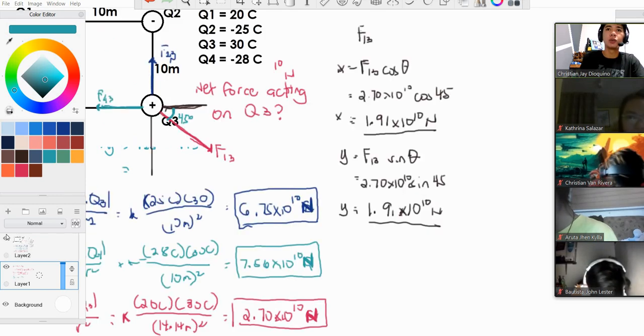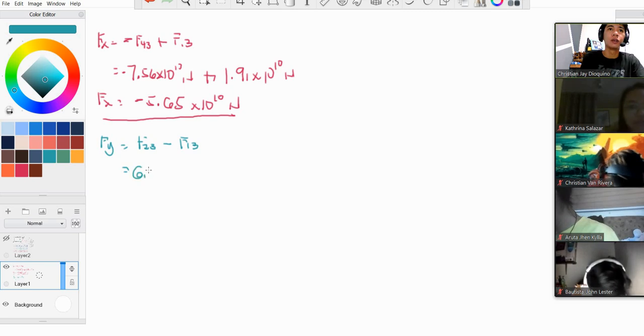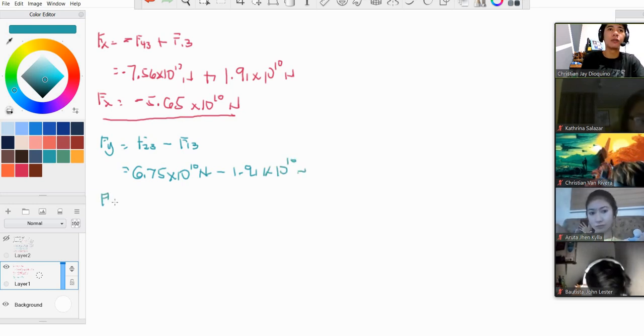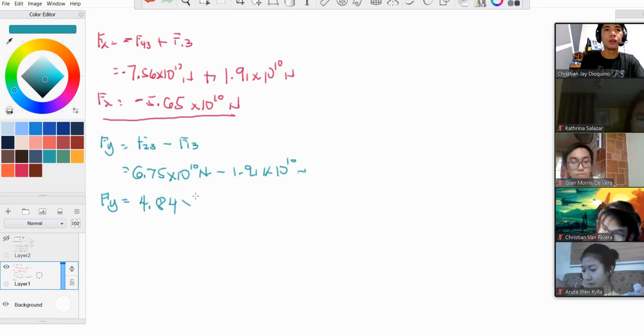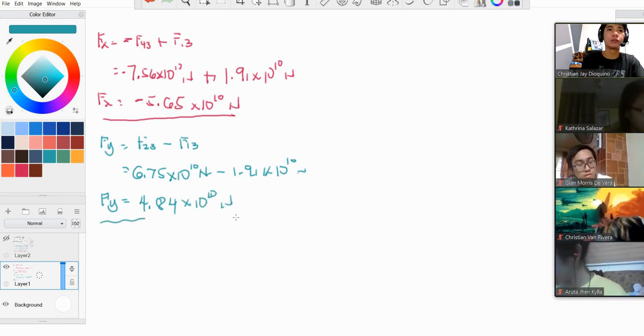Next is to substitute. F23 is 6.75 times 10 raised to 10 minus 1.91 times 10 raised to 10. And our Fy is 4.84 times 10 raised to 10 newtons. Okay, so this will be our Fy.